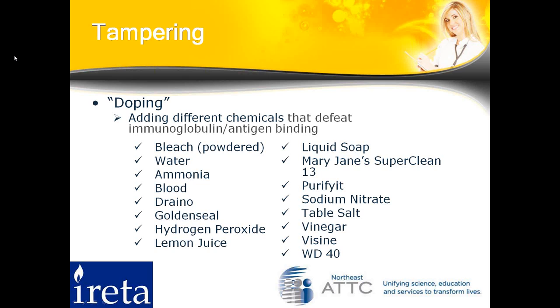Some things that can be effective, chlorinated bleach powder, when added, sometimes is not detectable by some of the kits that we have that can test for adulterated urine. Try to dilute the sample with water. However, the problem with that is that it will tend to affect the temperature, and that's one of our ways of going against this tampering.